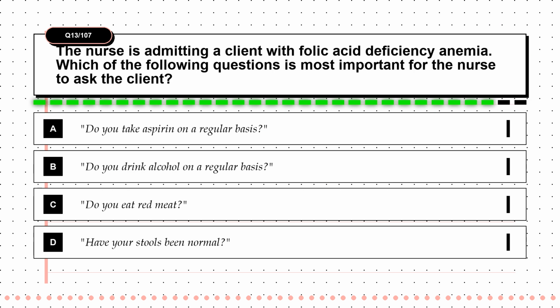Question 13. The nurse is admitting a client with folic acid deficiency anemia. Which of the following questions is most important for the nurse to ask the client? Here are the options. Option A. Do you take aspirin on a regular basis? Option B. Do you drink alcohol on a regular basis? Option C. Do you eat red meat? Option D. Have your stools been normal?